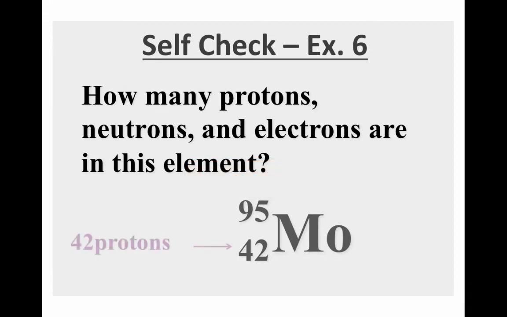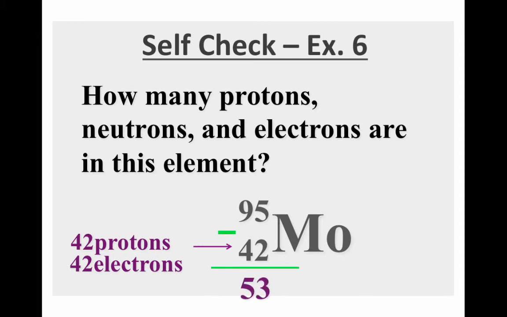All right. So it looks like there's 42 protons. We get that from the number on the bottom, called the atomic number. There are also going to be 42 electrons because at this point we're looking at atoms which are always neutral, and so the protons and the electrons should be the same amount. Finally, you do a little math to figure out the number of neutrons, and you got 53. Nice work. 53 neutrons.